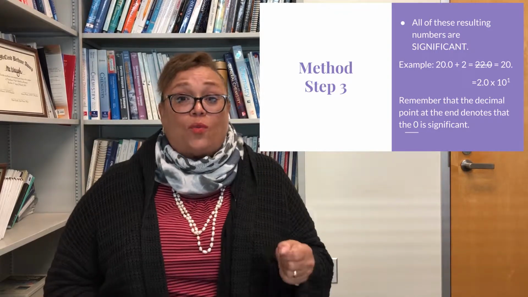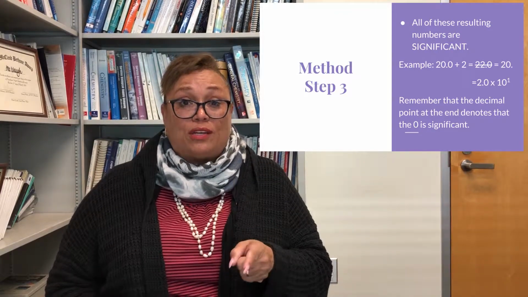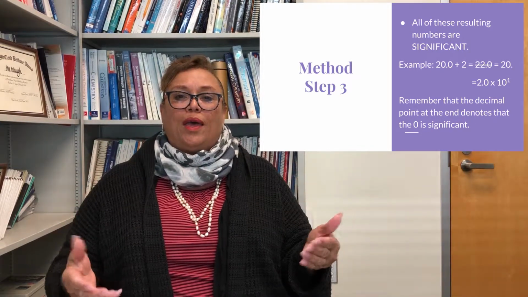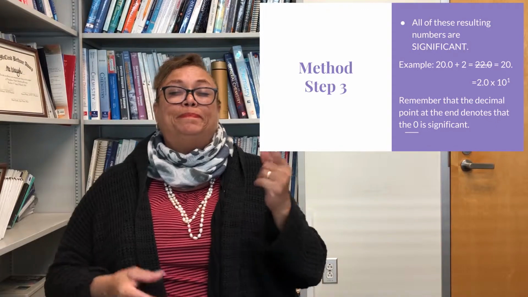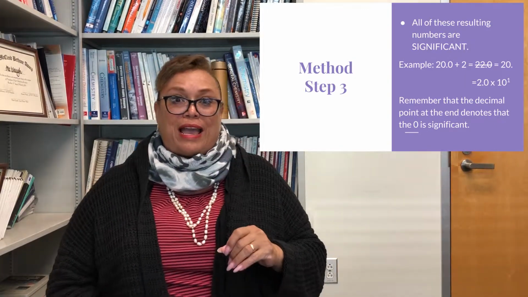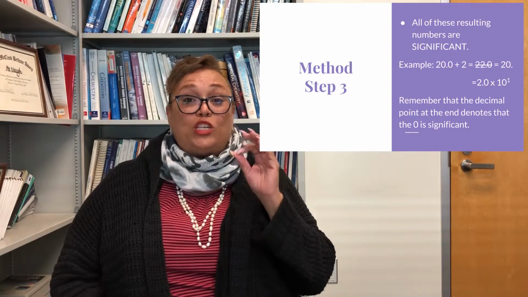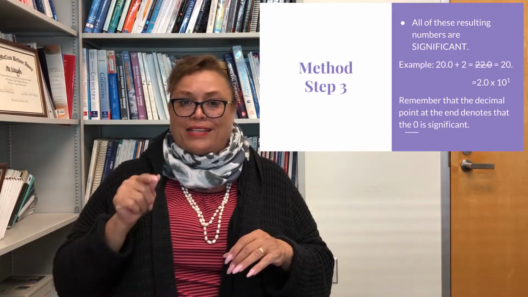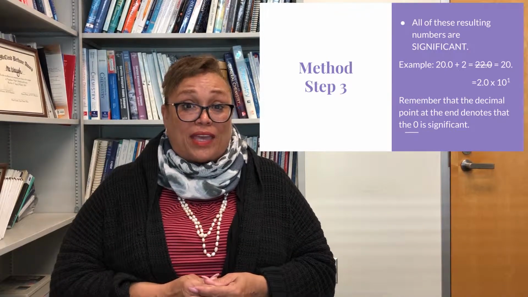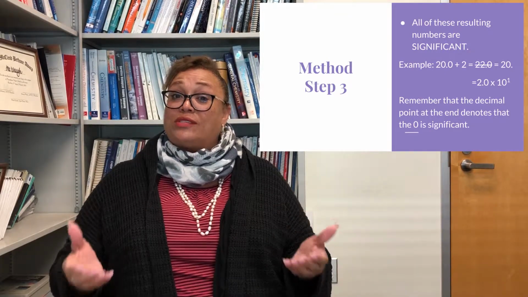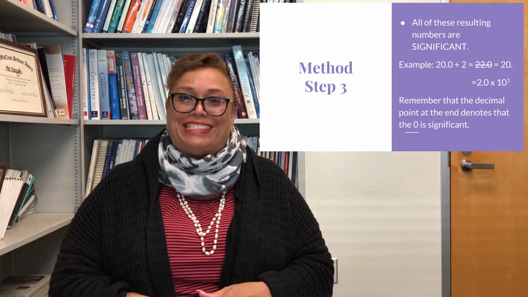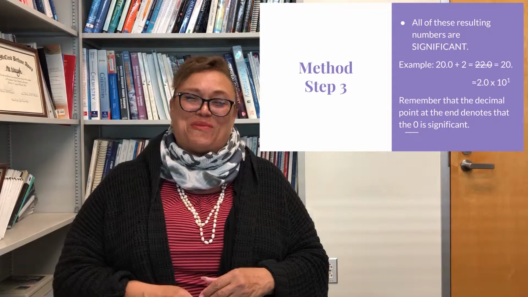No, that is multiplication and division. So again, think it out. 20.0 plus 2. Only 0 digits after the decimal point. So it would be 20 dot. And that dot signifies that that ending 0 is significant. So the answer in scientific notation would be 2.0 times 10 to the 1.